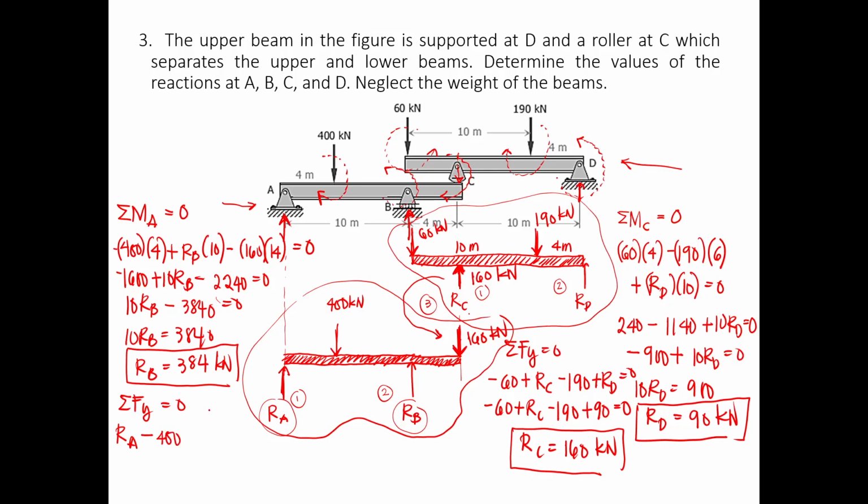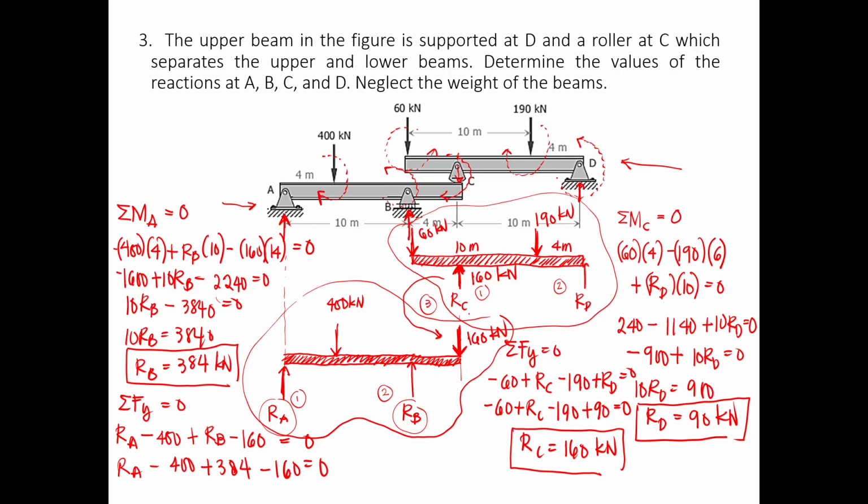So minus 400 kilonewtons, that's downward, plus an upward reaction force coming from B, then minus 160, the force at point C, or the roller at point C. So since it's on top of beam AB, it will make a weight reaction, right? Equals 0. So R sub A minus 400 plus 384 minus 160 equals 0.